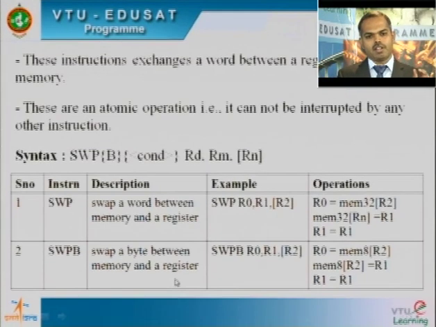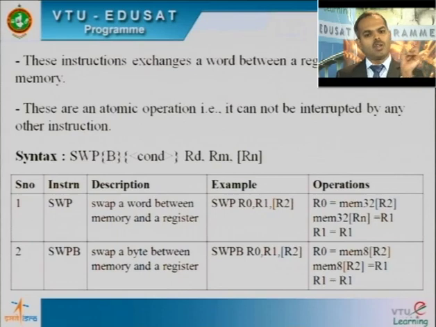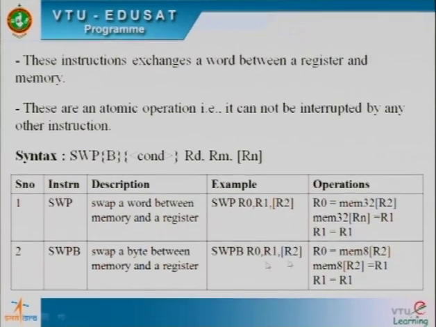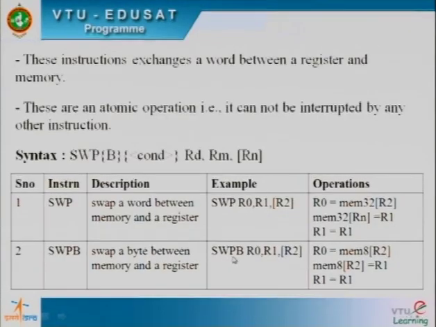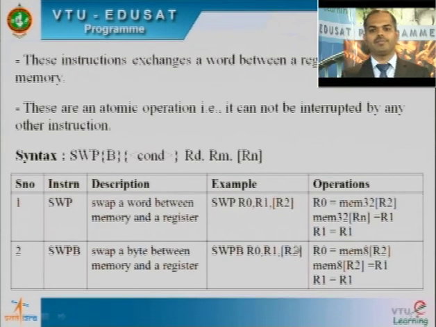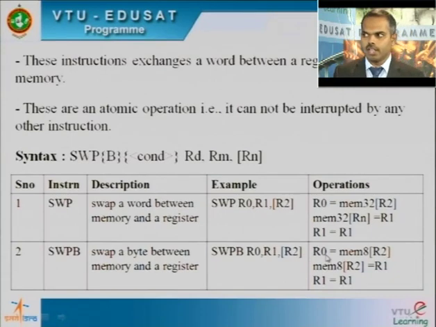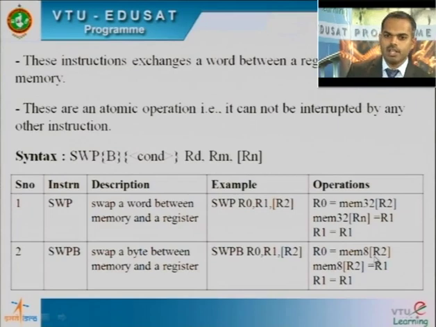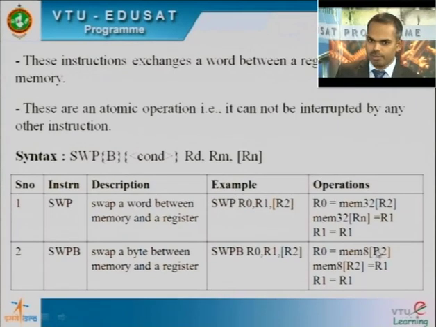Swap a byte: though the register is 32-bit, the lower byte gets copied to the memory, and from the memory location pointed to by the register R2, that location value will get copied to R0. See this instruction SWPB R0, R1, [R2] in the square bracket. What happens with that? R0 equals the 8-bit memory content of R2, that is, the memory location pointed to by R2. From there the 8 bits are copied to R0.